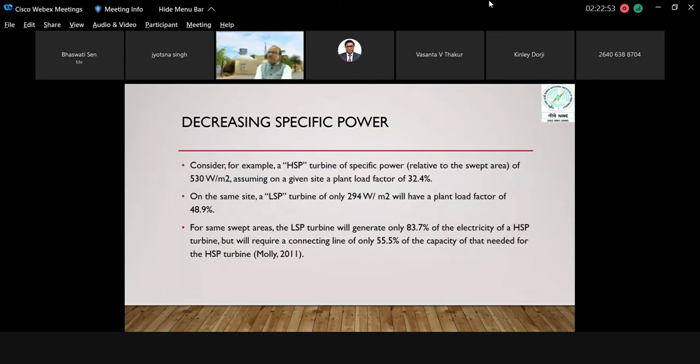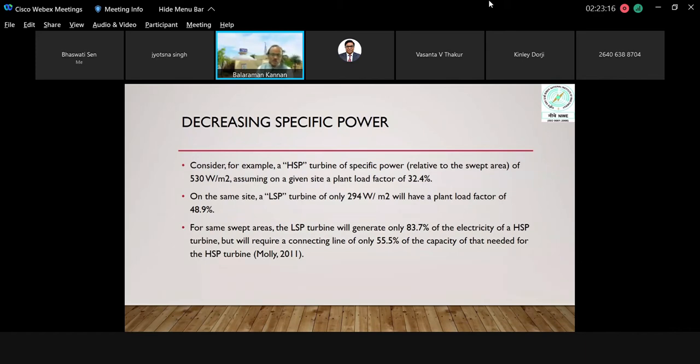So just to give a brief perspective, if you compare a high specific power turbine to a low specific power turbine: a turbine of high specific power has around 530 watts per square meter, which is what you could see between 2000 and 2005, and today we are talking about low specific power turbines coming down to as low as 170 watts per square meter.